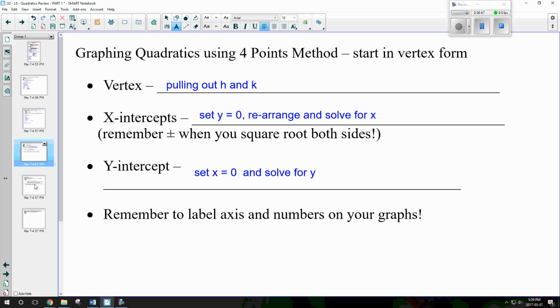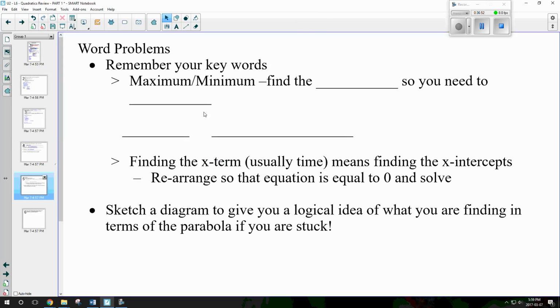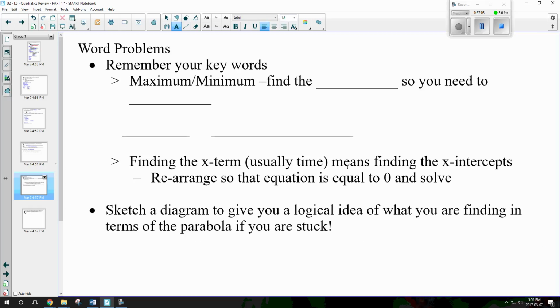Our last thing was word problems. Remember, with word problems, and we already talked a little bit about this, you have your keywords of maximum and minimum. Whenever it tells you to find the maximum or minimum, you need the vertex. So you need to find the vertex. And to find the vertex, you often have to complete the square if it's not already in vertex form.